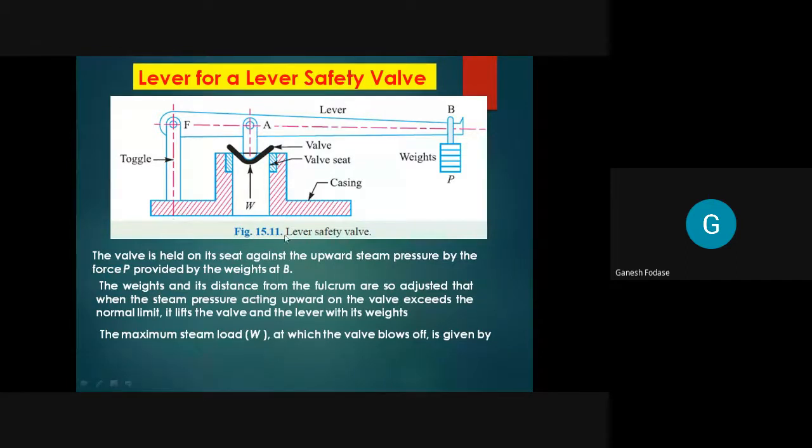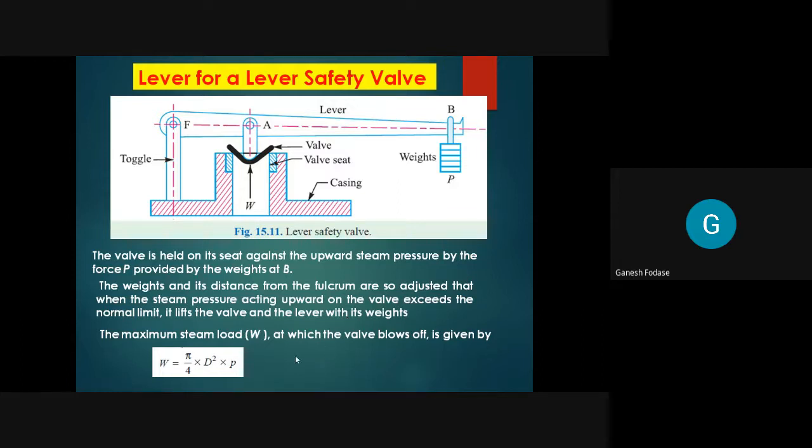If I need to find out this value W, at what value will it open? How can I find out, or how to find this W? Anyone? Simple, it is a force. It is not a pressure. Maximum steam load, we are saying. It is a force. If I want to find a force acting on this area, how can I find out? Force is equal to some relation between pressure and area. So force is pressure per unit area. Okay, now see, it's very simple. Pressure into area, no?